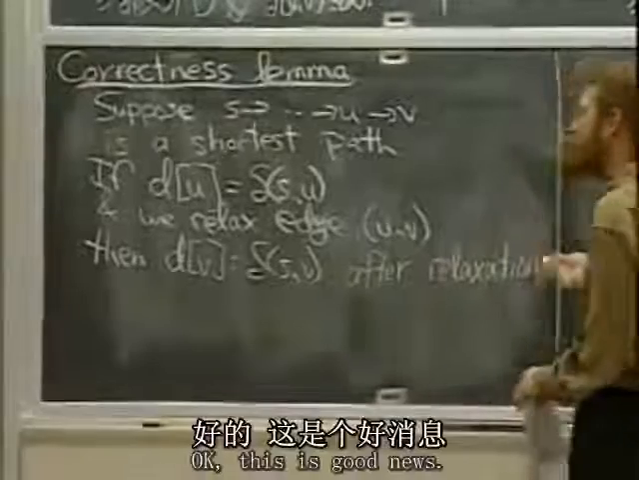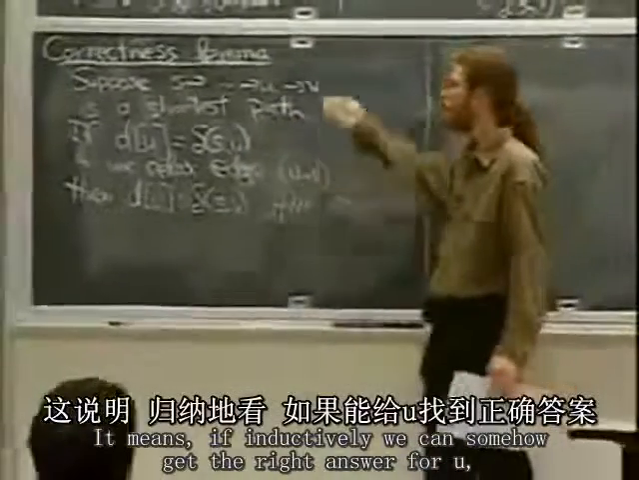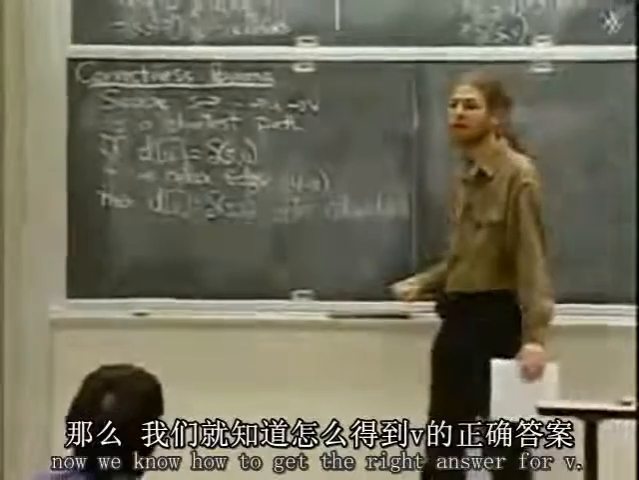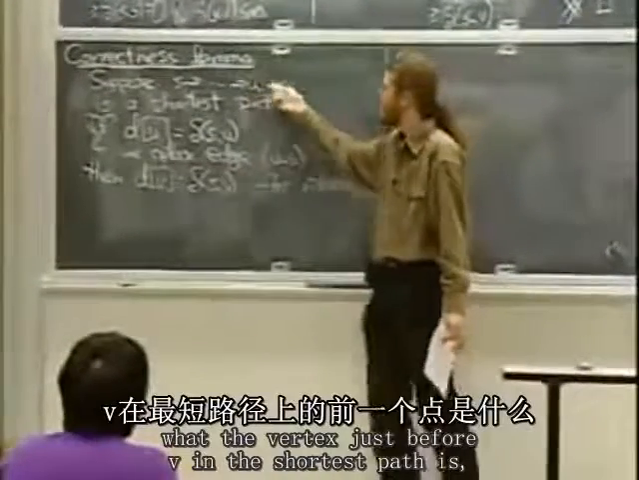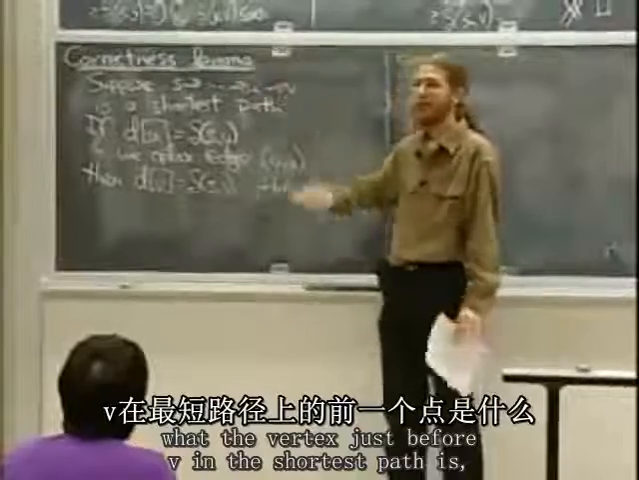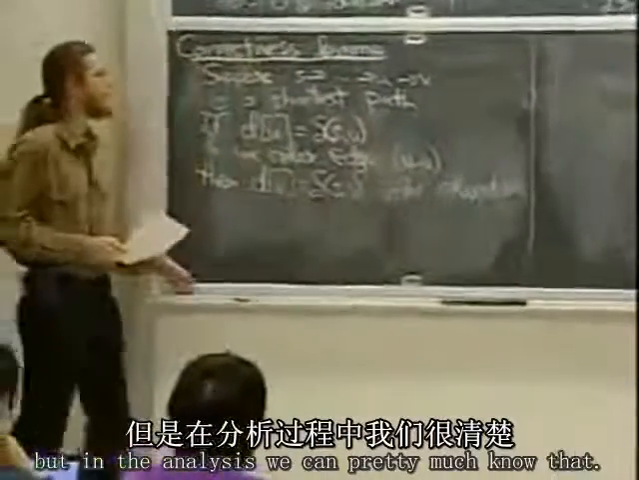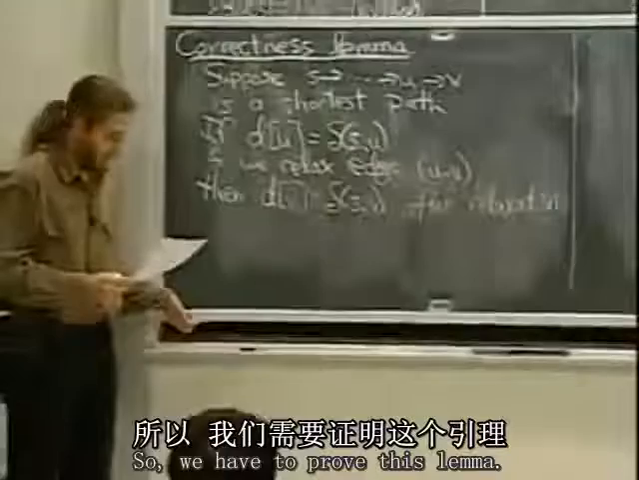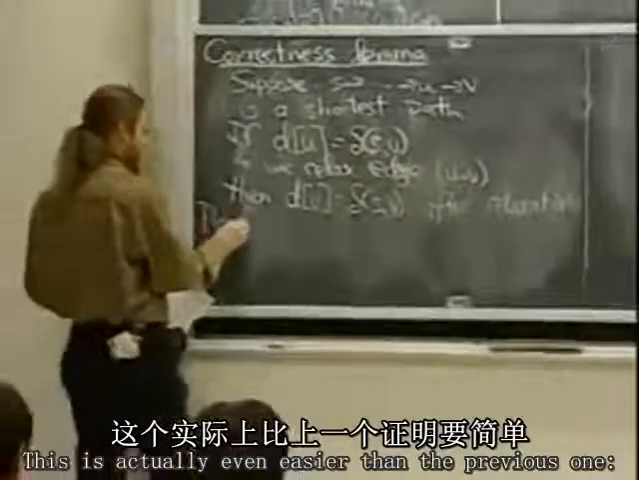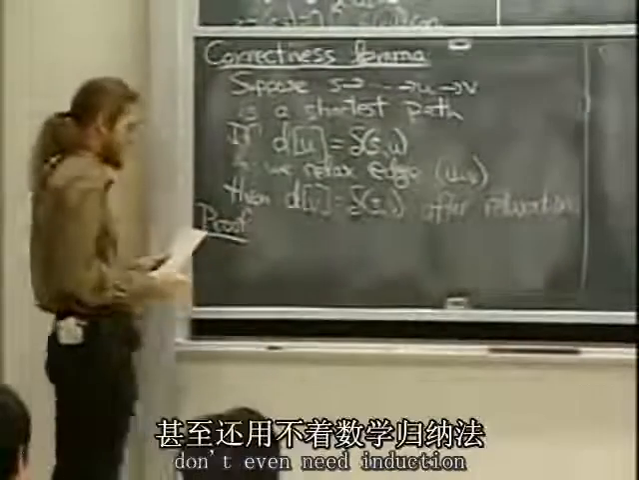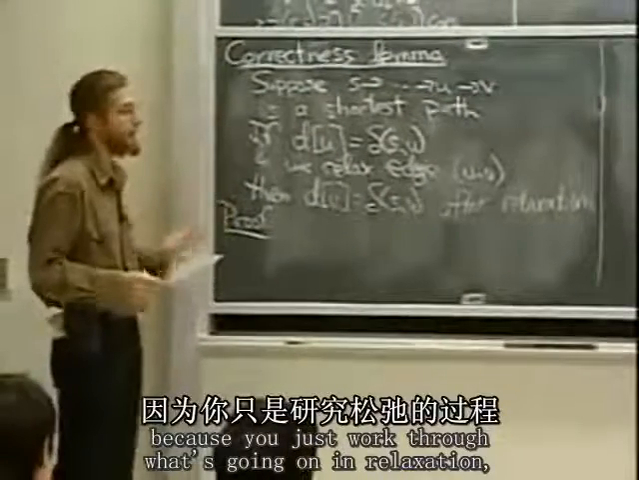Okay, this is good news. It means if inductively somehow we can get the right answer for u, now we know how to get the right answer for v. Now in the algorithm we don't actually know what the vertex just before v in the shortest path is, but in the analysis we can pretty much know that. So we have to prove this lemma. This is actually even easier than the previous one. Don't even need induction. You just work through what's going on in relaxation and it's true.